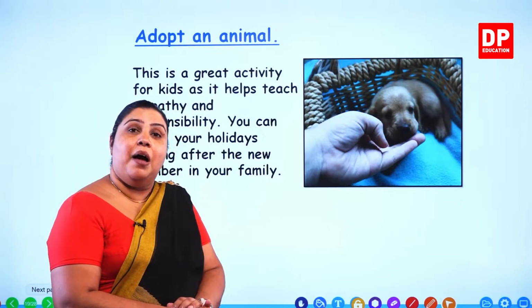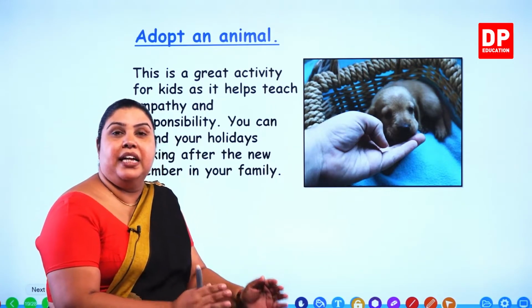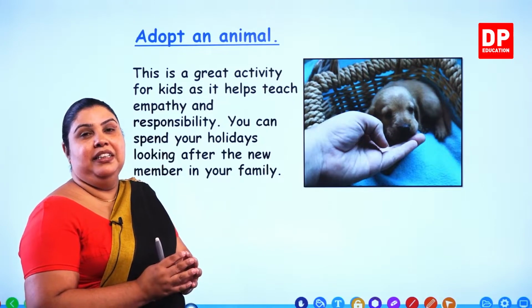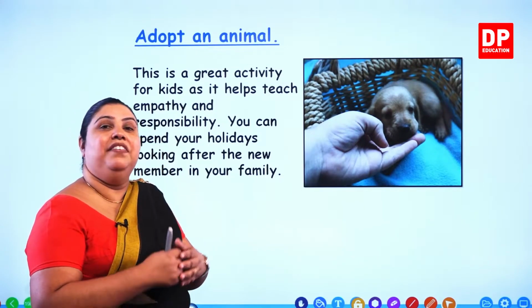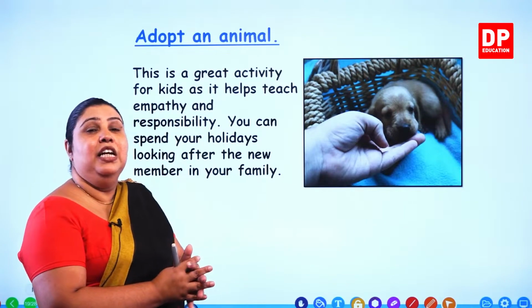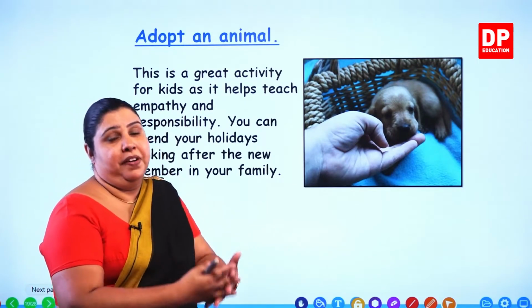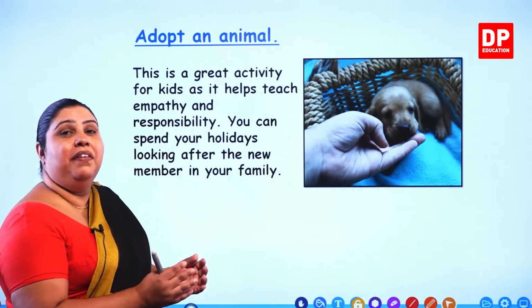Then you have ample time to spend with that little animal, feeding that little one, giving it all the love and affection, empathy.